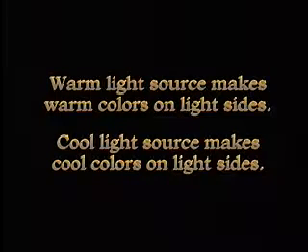The color and temperature of the light values in a painting are determined by the color and temperature of the light source. Warm light produces warm colors on the light-struck sides of objects. Cool light produces cool colors on the light sides. The temperature of cast shadows is opposite that of the light source. That is, warm light produces relatively cool cast shadows. Cool light produces relatively warm cast shadows.